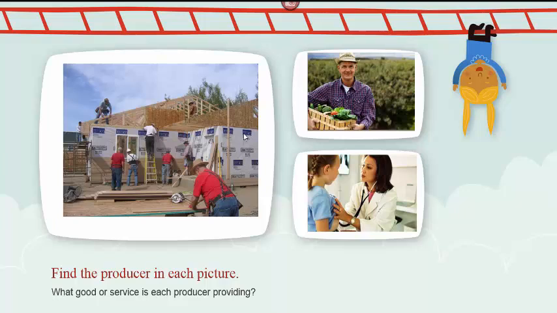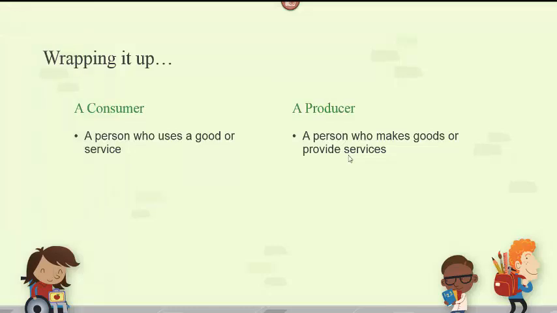Do you remember the word from the last little bit? Someone who uses a good or receives a service? I hope you said consumer. If so, you're absolutely correct. So let's wrap this all up and put it all together. A consumer is a person who uses a good or service. And a producer is a person who makes goods or provides services.